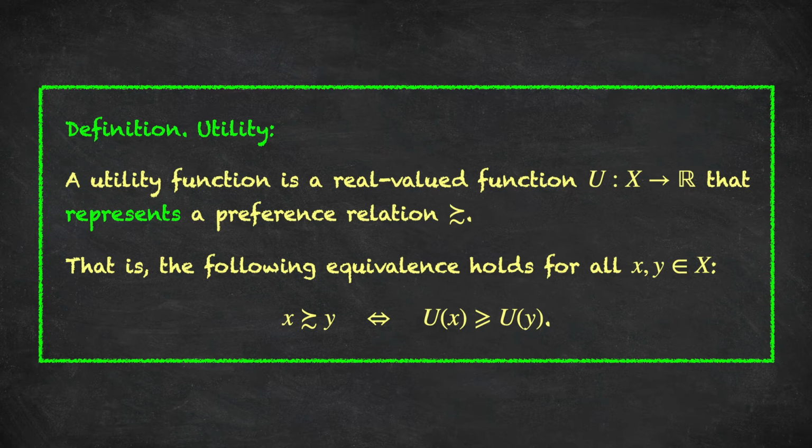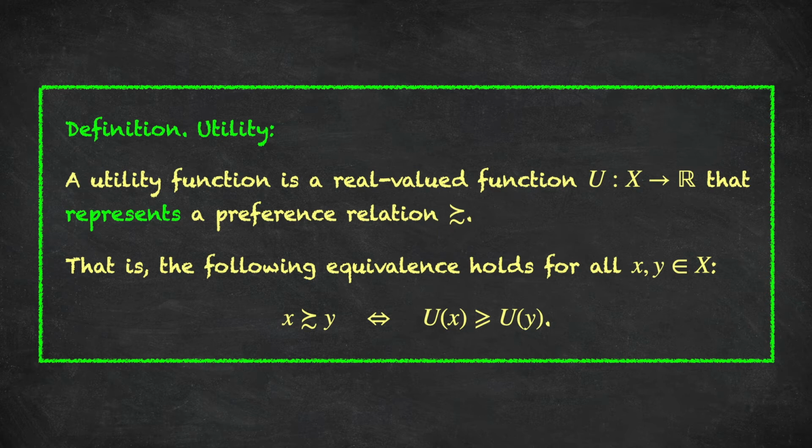So, what is a utility function? It's a real valued function. So we'll denote this capital U. It's going to take any outcome from the set X and turn it into a number. It's going to do a little more than this in that it's going to represent a preference relation. So it's going to preserve the order of preferences in the way that this utility function turns outcomes into numbers. By this, I mean that the following equivalence holds for all x and y in our set of outcomes X. X is preferred to y if and only if the utility function assigns a higher number to x than it does to y.